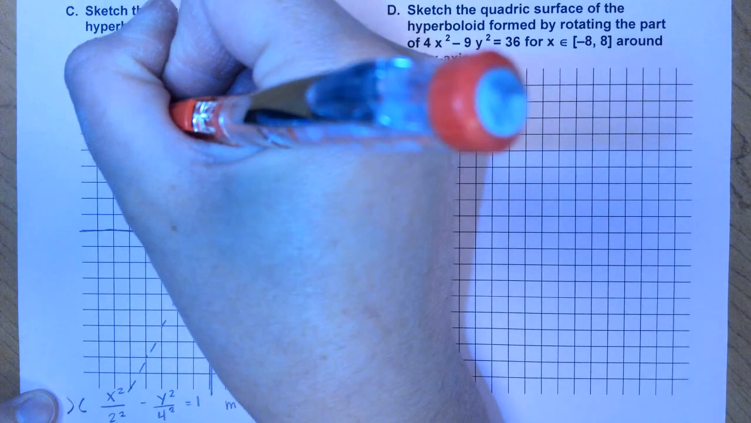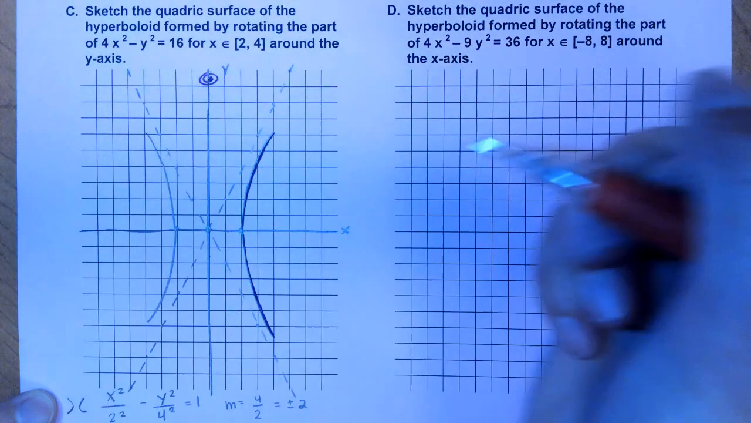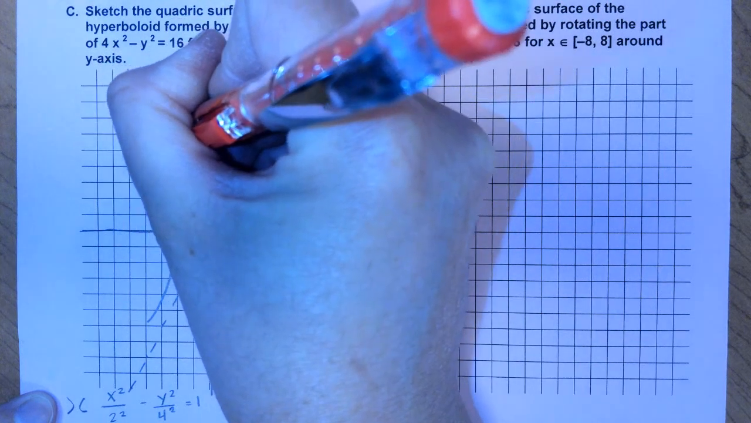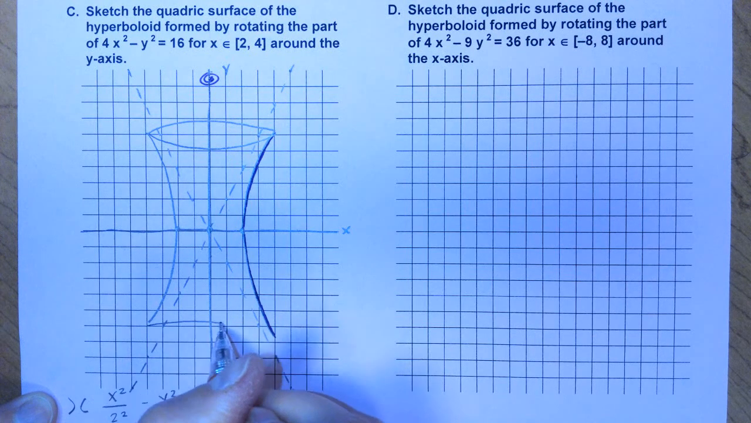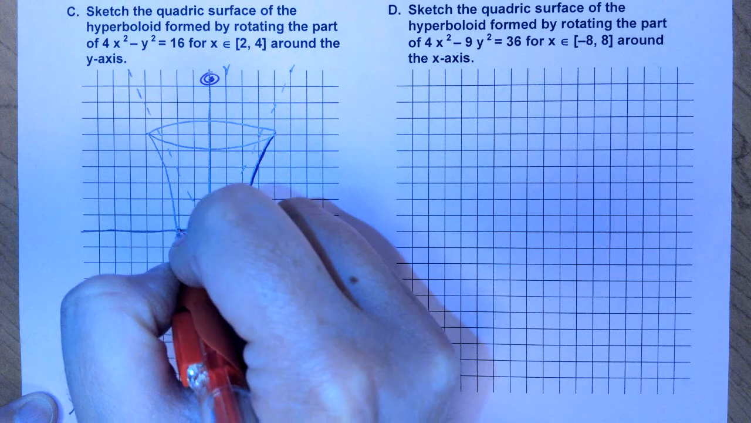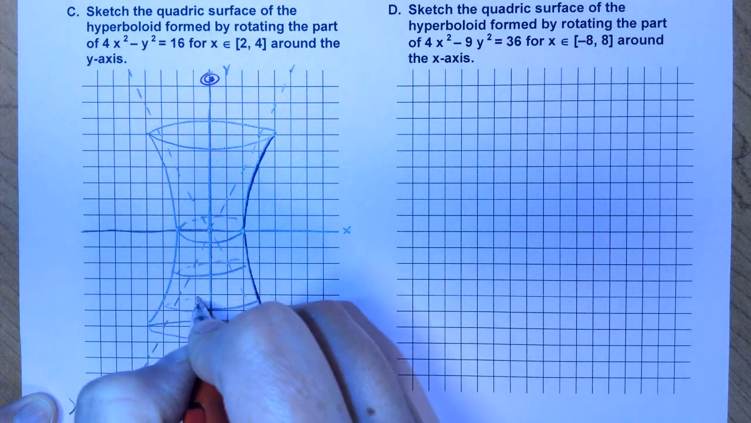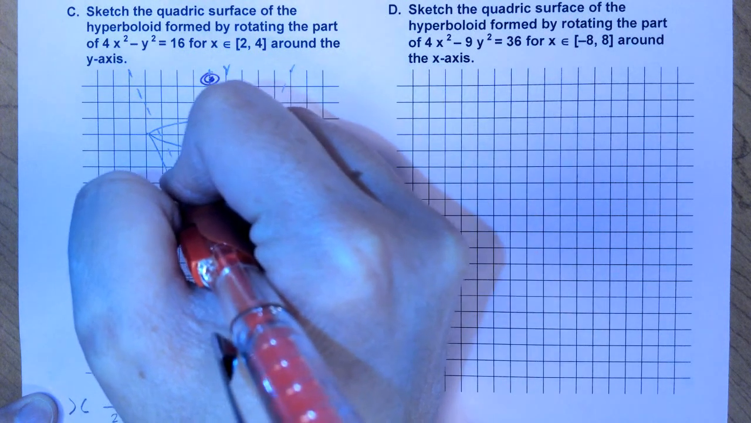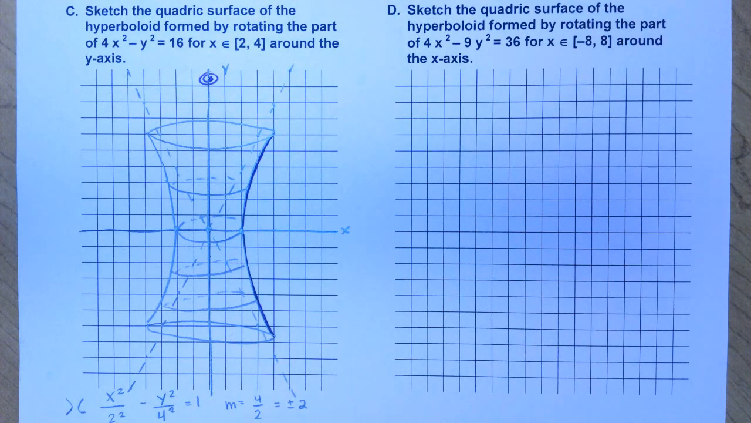So what happens is we end up with a shape that's going to look like this. Right, and so keep in mind it's hollow through the middle, and it's just that curved piece that goes around the y-axis.